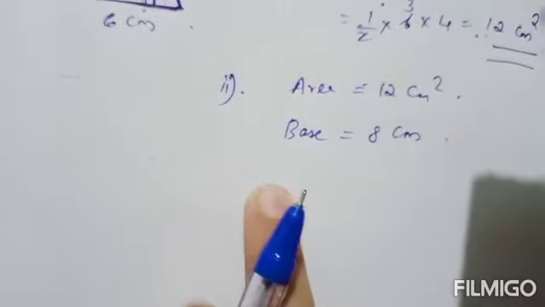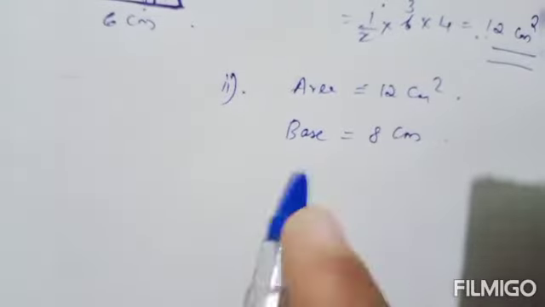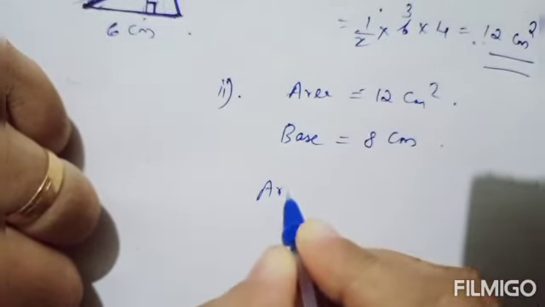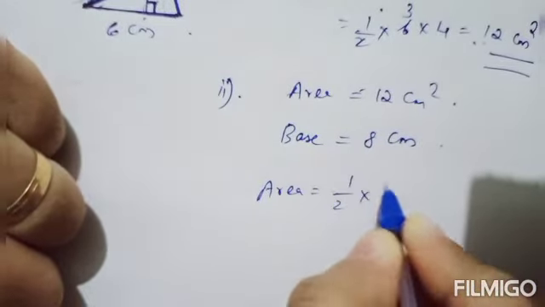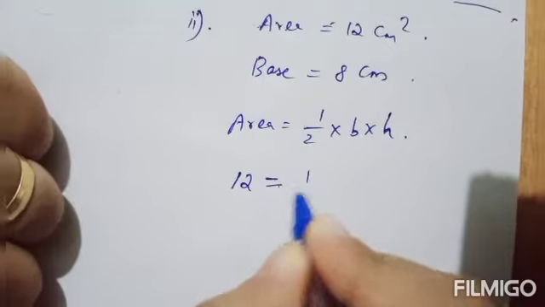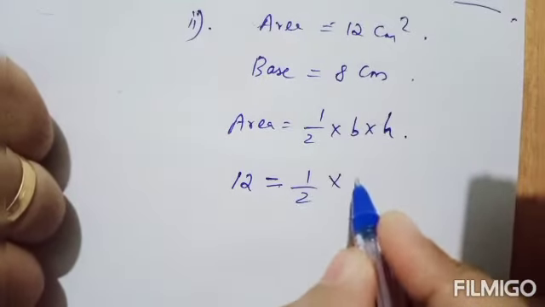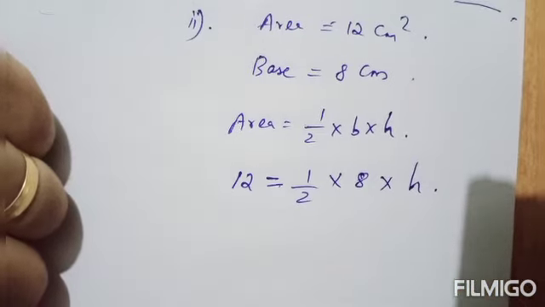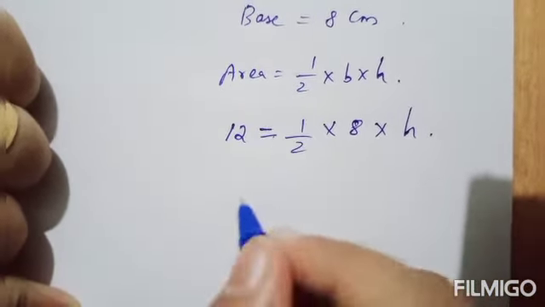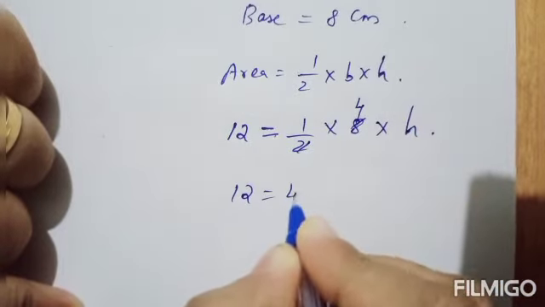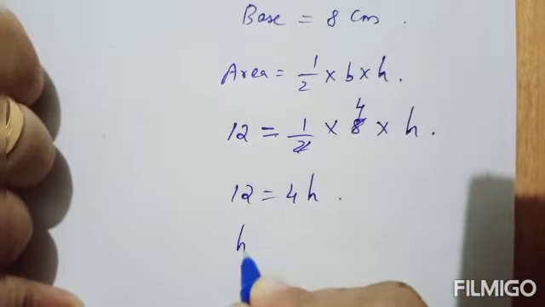So let us take a base equal to 8 centimeter. Now you can use the formula half into b into h. Area equal to half into b into h. The area given is 12. I mean we got 12 equal to half into base, which is 8, into h, which we need to find. Okay, so here you will get 4. So 12 equal to 4h. From this what will we get?